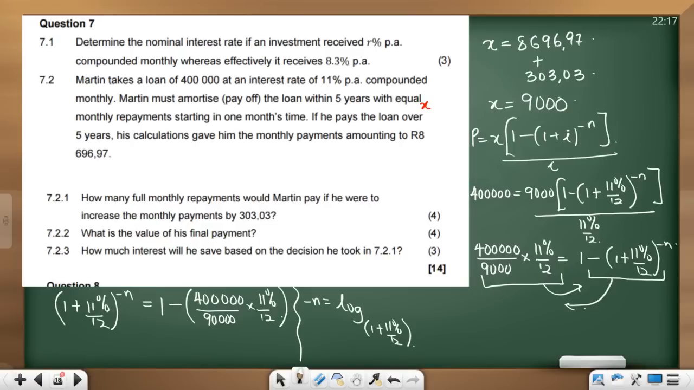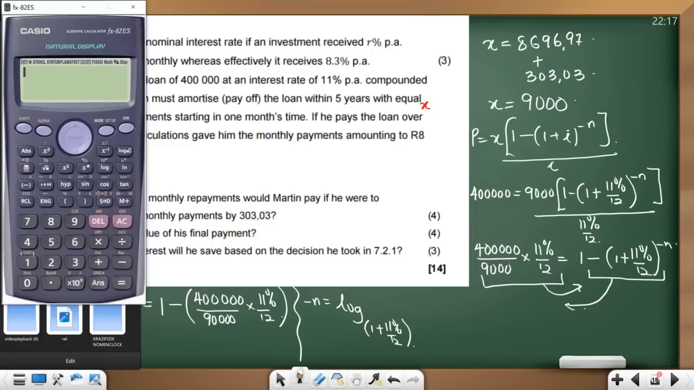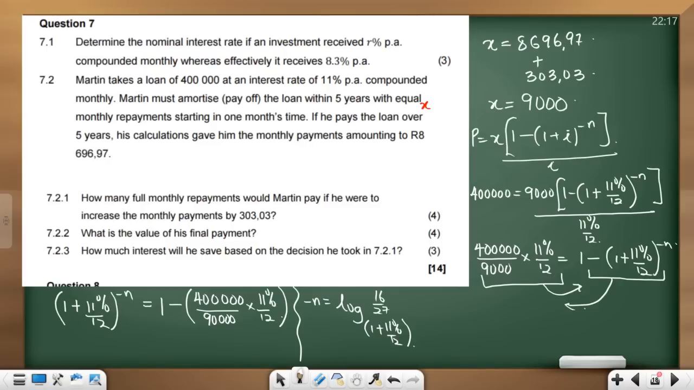What would I say? Get a calculator quickly and say 1 minus 400,000 over 9,000. Let's be careful of the zeros. Times 11% over 12. Okay, that actually gives me a lovely answer, 16 over 27. Now, you write that there, fraction, even better.